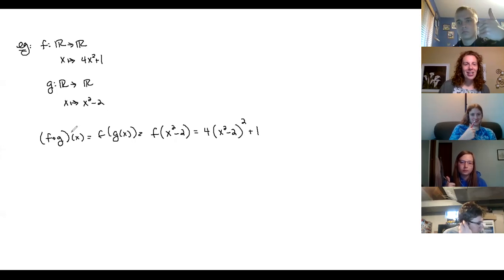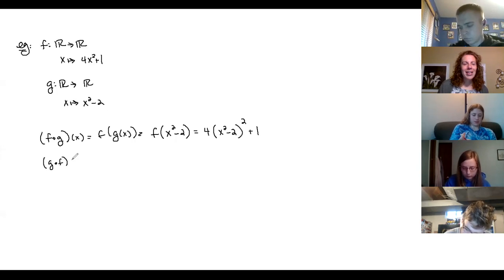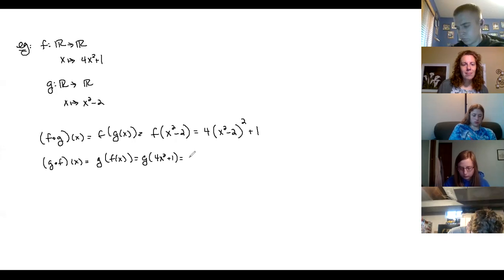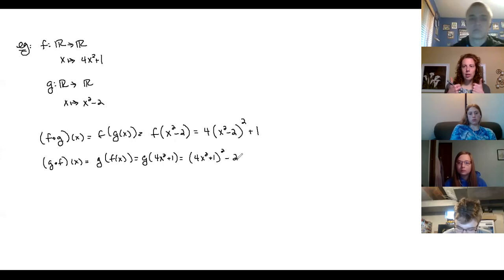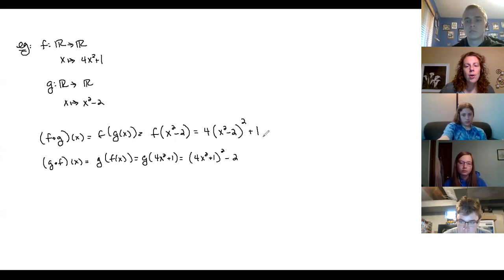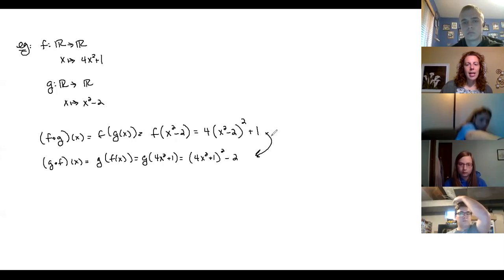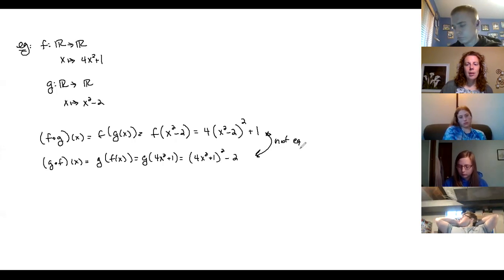Okay, cool. Do g circle f for me, please. I'll write it out without talking. Do g circle f for me. It's (4x squared plus 1) quantity squared minus 2. Yes, good, happy, easy, all good. Okay, notice that these are not equal, right? If you simplified out, these would not be equal.